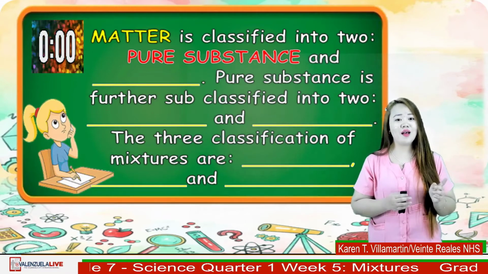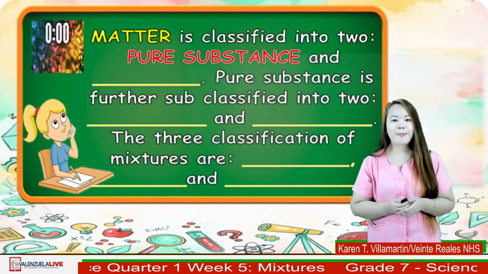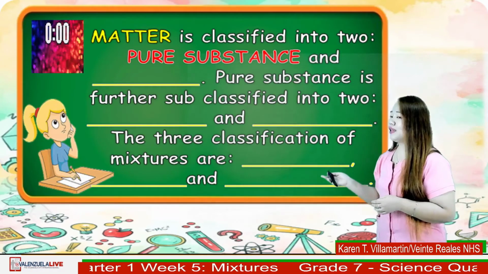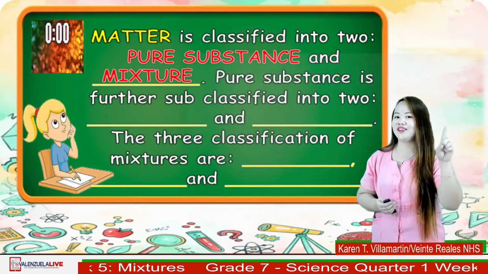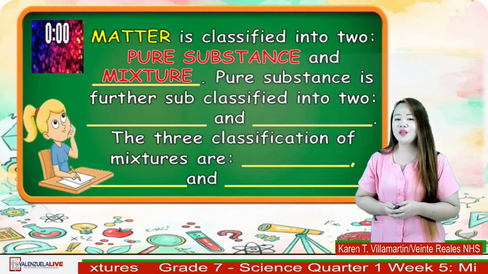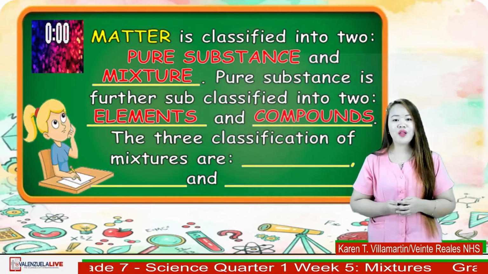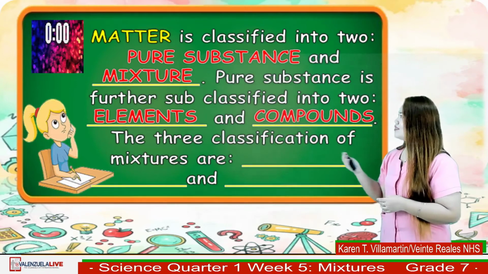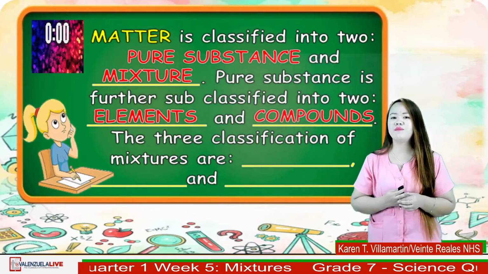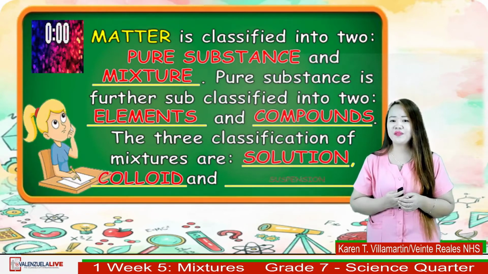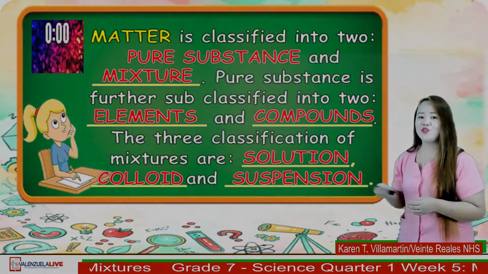Okay, time's up. Now, let's find the correct answers. Matter is classified into two: pure substance and mixture. Pure substance is classified into two: element and compound. The three classifications of mixtures are solution, colloid, and suspension.